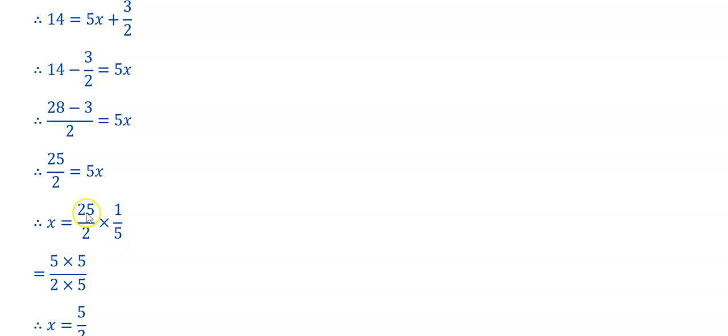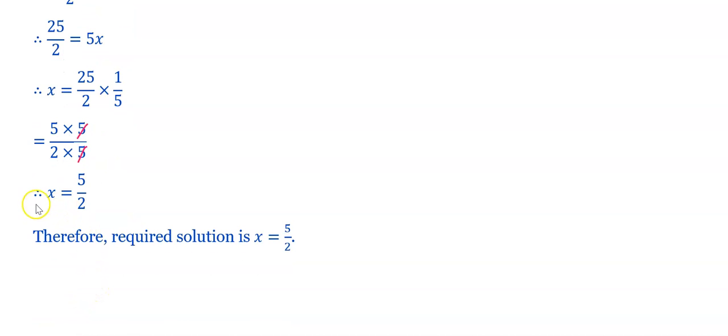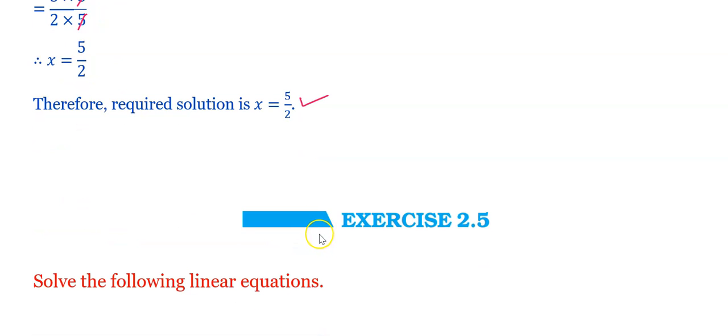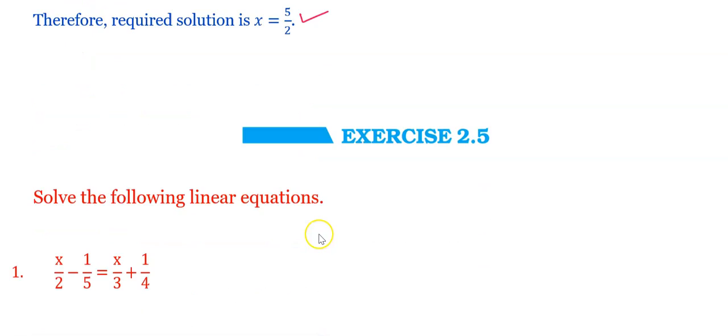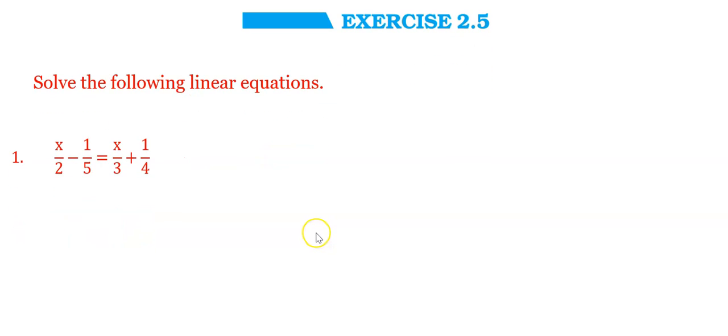Okay, this 25 means what? 5 into 5 upon 2 into 5, this 5 gets cancelled, and hence here you will get x = 5/2, and therefore the required solution is x = 5/2. Now we'll solve the exercise 2.5. The first example.